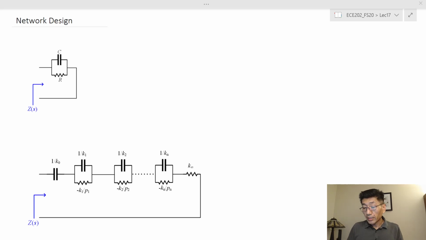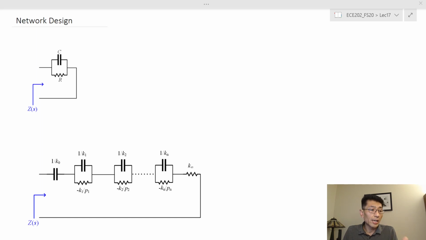So let's look at the network design. The network design is another set of problems. A design problem means you're coming up with something that meets the specifications, right? In the context of network design, we are trying to come up with a circuit that has a network function we want.